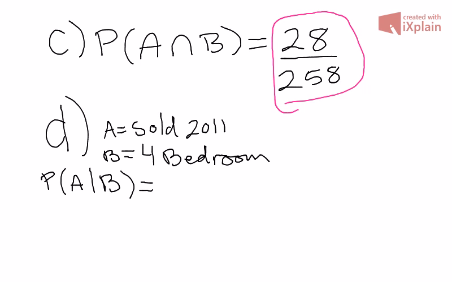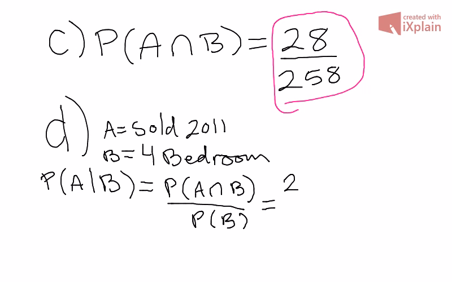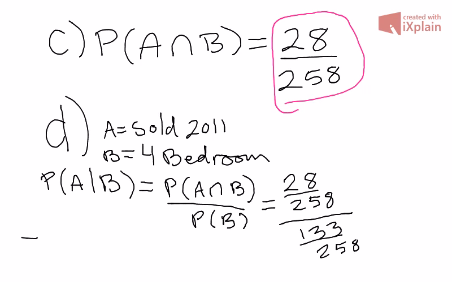Okay. So again, probability is just what you want over the total amount. Okay. So the last problem says the probability that the house was sold in 2011, given that it has 4 bedrooms. So it definitely has to have 4 bedrooms. So there's 133 homes total that have 4 bedrooms. And it says that it was sold in 2011. So we look at the chart here, and it says there's 28 that were sold in 2011. So you could go ahead and just say 28 over 133.